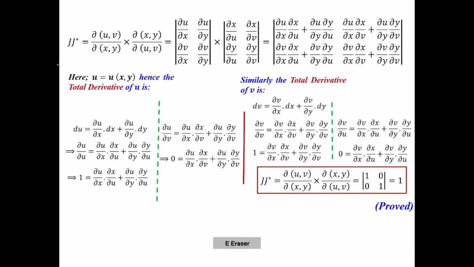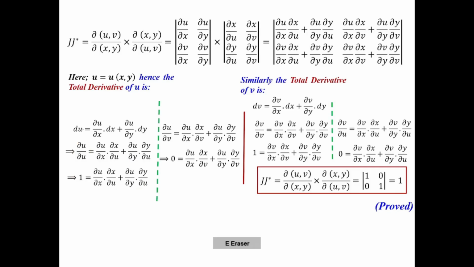How? Here we already know that u is a function of x, y, hence the total derivative of u is du equal to del u by del x into dx plus del u by del y into dy. Now differentiate this with respect to u again: del u by del u equals del u by del x into del x by del u plus del u by del y into del y by del u. So del u by del u equals 1, and the same two terms are written here.